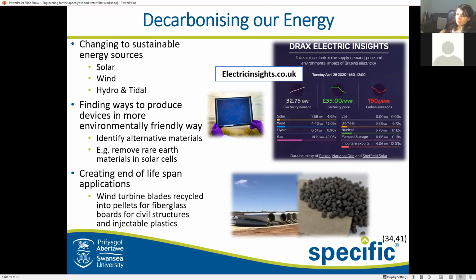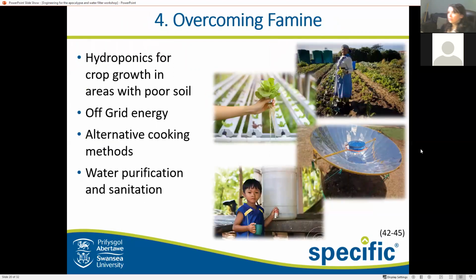But they can be given a new life. So in this case, they are being turned into pellets, which can then be used to make fiberglass boards for civil structures, as well as injectable plastics. So they have a lot of new uses. So these things have to be thought about beforehand, though, not just after you have to write them off and go, oh dear, what the heck do I do now? So all of these things should be running through the head of an engineer or a future engineer in some of your cases, hopefully. So the next topic is overcoming famine.